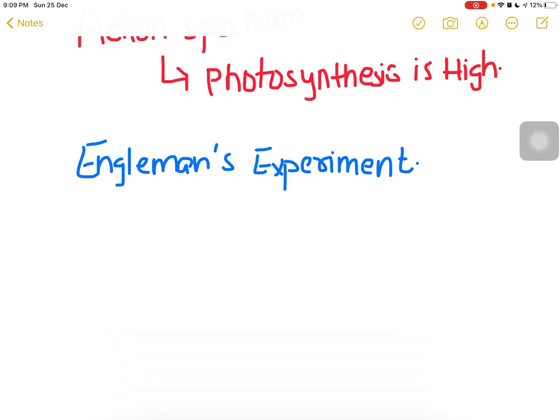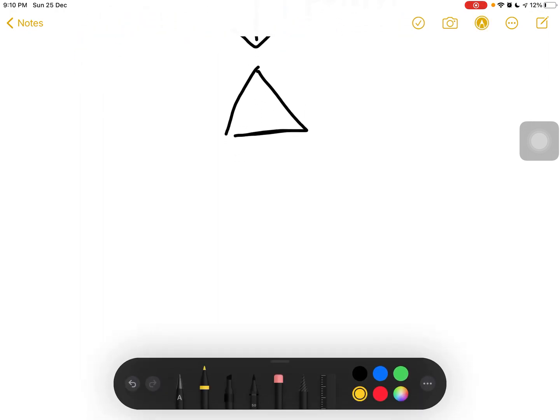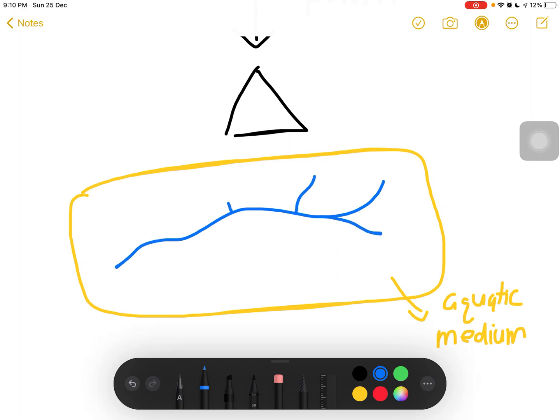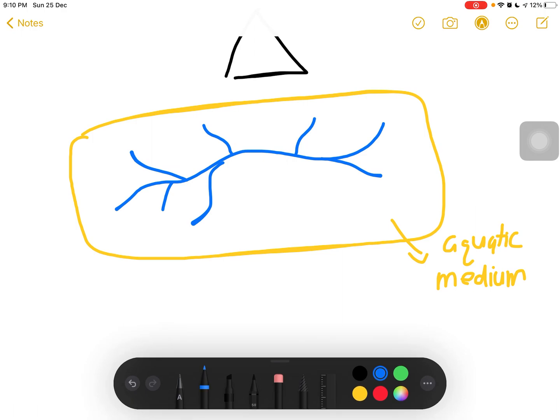So basically, what he did, he took a prism. This is the prism, right? He passed white light through it, and then he placed a container, and this container is an aquatic medium. It means water is placed in this container, and he placed an alga, not bacteria. This is actually an algal solution. So here you can see this is the alga. The name of this alga is Cladophora.